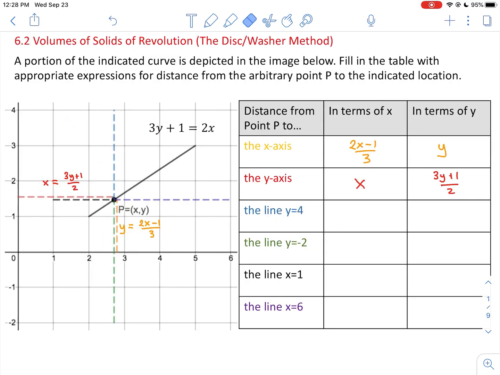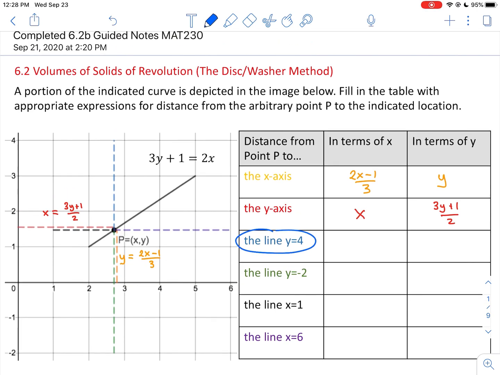Now let's focus on how to express how far the point P is from the line y equals 4. Well, y equals 4 is a horizontal line. It's up here. So when we're saying how far the point P is from that line, we're actually after the length of this blue dotted line segment.